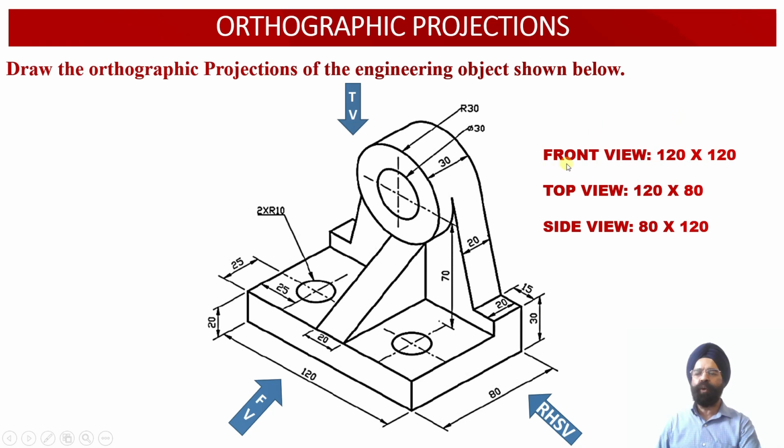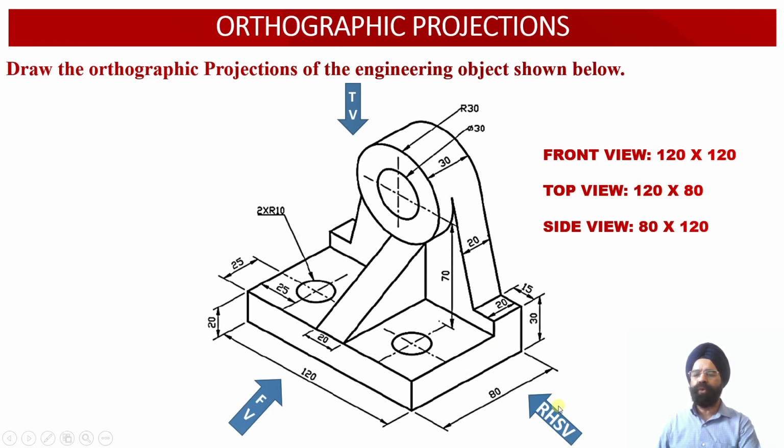So the front view face of the solid will be measuring 120 millimeter by 120 millimeter. Now when we look at the solid from the top, we know that the width of the solid happens to be 120 millimeter, while the depth of the solid has been provided to us as 80 millimeter. So the top view face of the solid will be measuring 120 millimeter by 80 millimeter.